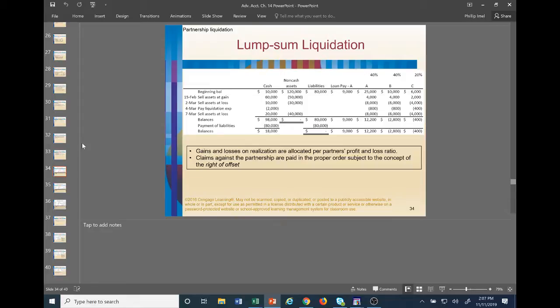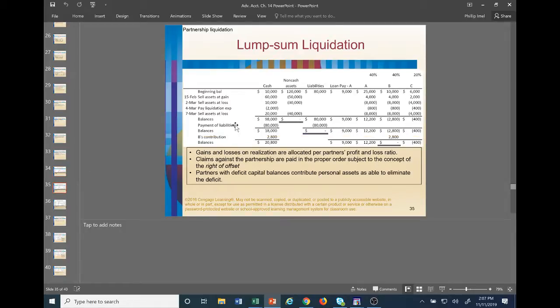Then we see here the claims against the partnership are paid in the proper order, subject to the concept of the rights of offset. So what does that mean? We can see down here at the bottom, the payment of the liabilities of $80,000 is coming out of the cash account, reducing the balance to $18,000. The liabilities of $80,000 have been paid.